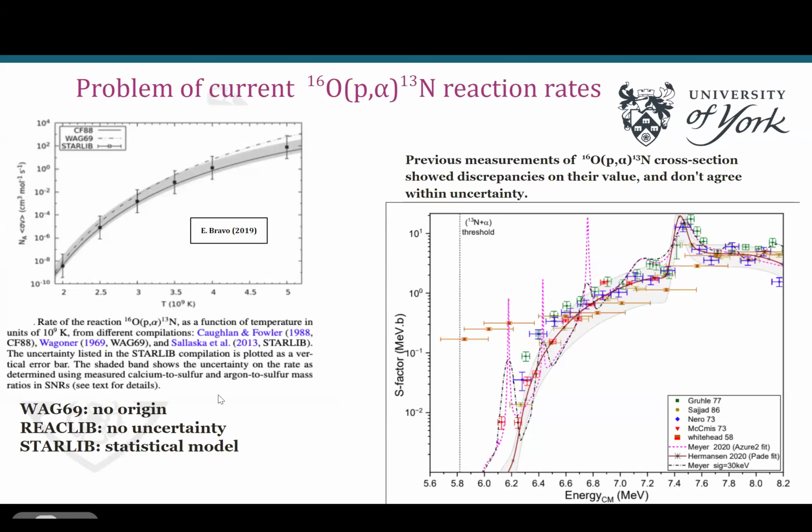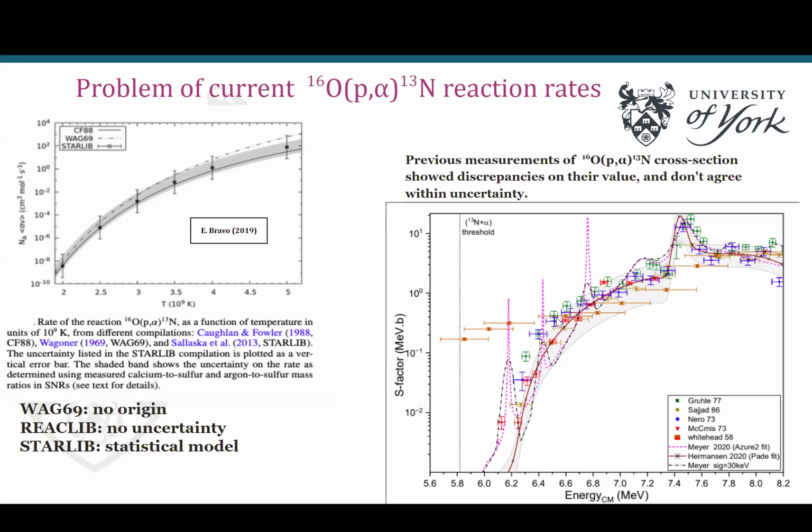The available rates for this reaction are in the libraries. We have Wigner and Starlib. Starlib used a statistical model to reproduce the rate, and had a factor of 10 uncertainty. And we have CF88 that is used in most models. And this gray area is the suggestion of increasing CF88 by a factor of 7.